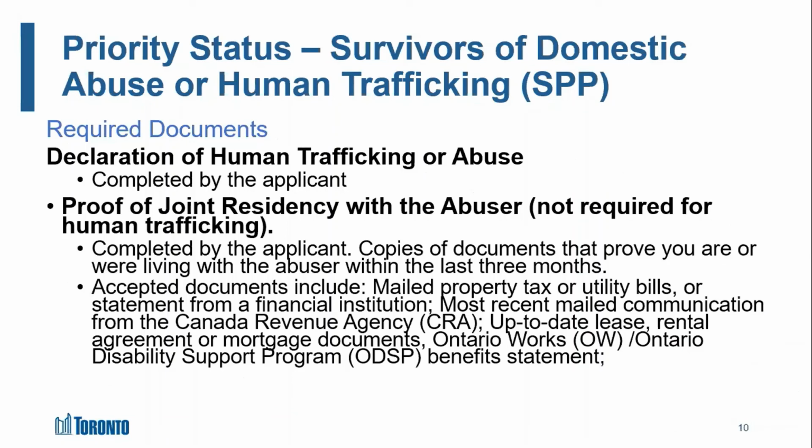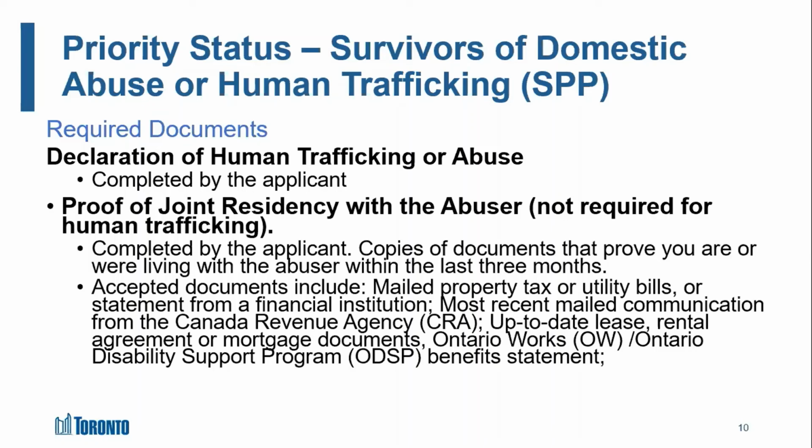The required documents for declaration of human trafficking or abuse are completed by the applicant. So for proof of joint residency with the abuser, again, not required for human trafficking. And this piece is also completed by the applicant or supplied by the applicant. Copies of documents that prove that the two individuals were living together within the last 3 months.